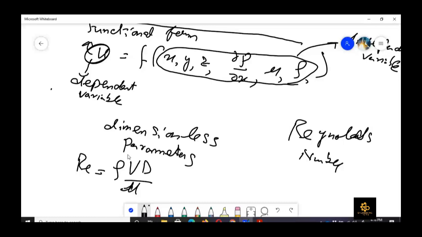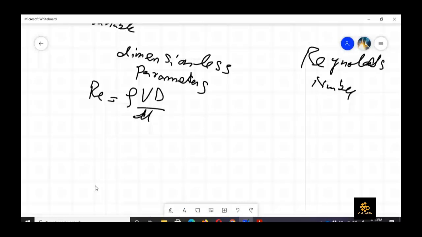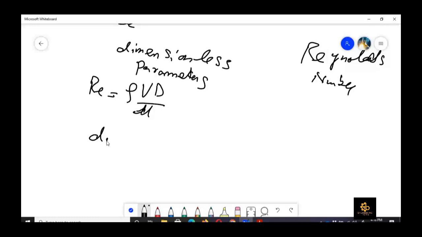So in this case, we have got dimensionless parameters. We want to introduce dimensionless parameters on the dependent variable side and the independent variable side. That process is called dimensional analysis, in which we see what variables are important for this flow, what the dependent variable is, what the independent variable is, and how to make them non-dimensional parameters.